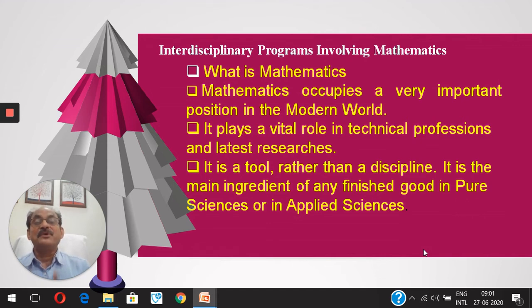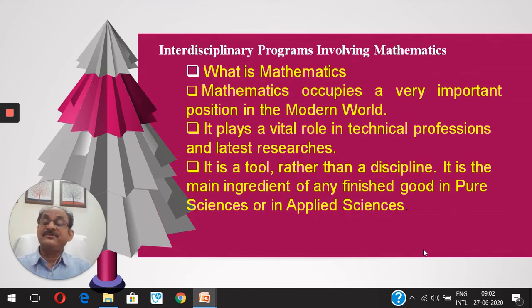Mathematics occupies a very important position in the modern world. It plays a vital role in technical professions and the latest research. It is a tool rather than a discipline. It is the main ingredient of any finished good in pure science and applied science. Pure science and applied science are connected to mathematics. In any branch of science, at any level, we can use mathematics.